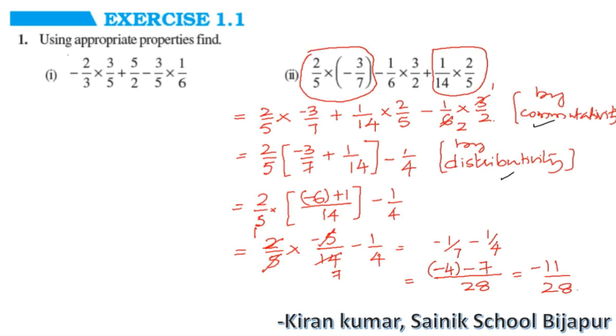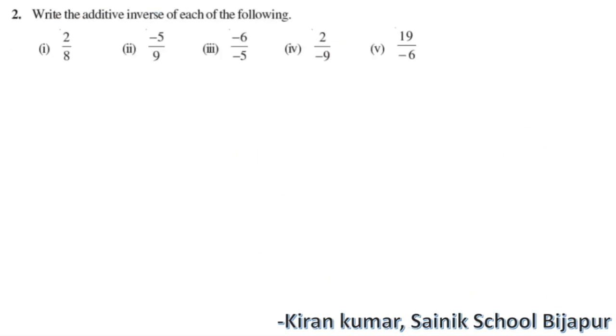Hello students, let us continue the session on rational numbers. In the previous session, we started with exercise 1.1. We had solved the first question. The second question is to write the additive inverse of the numbers mentioned over here.